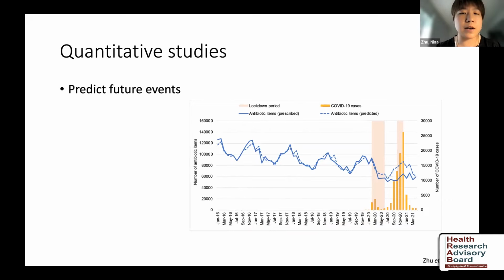The solid blue line is what we observed, that is, what happened in real life, while the dotted line is what we predicted. This prediction has been made under the scenario of what if COVID hadn't arrived, what would the prescribing volume be? So it's a prediction based on historical data, and we compare our prediction with what we observed in real life. So this is the third common purpose when we analyze numeric data: to predict events.